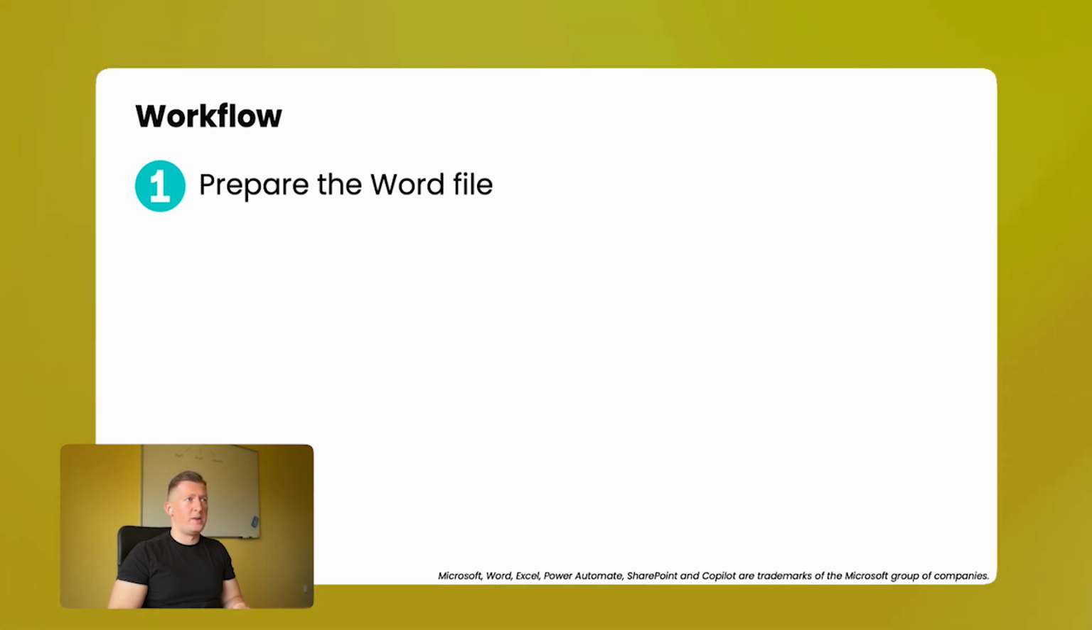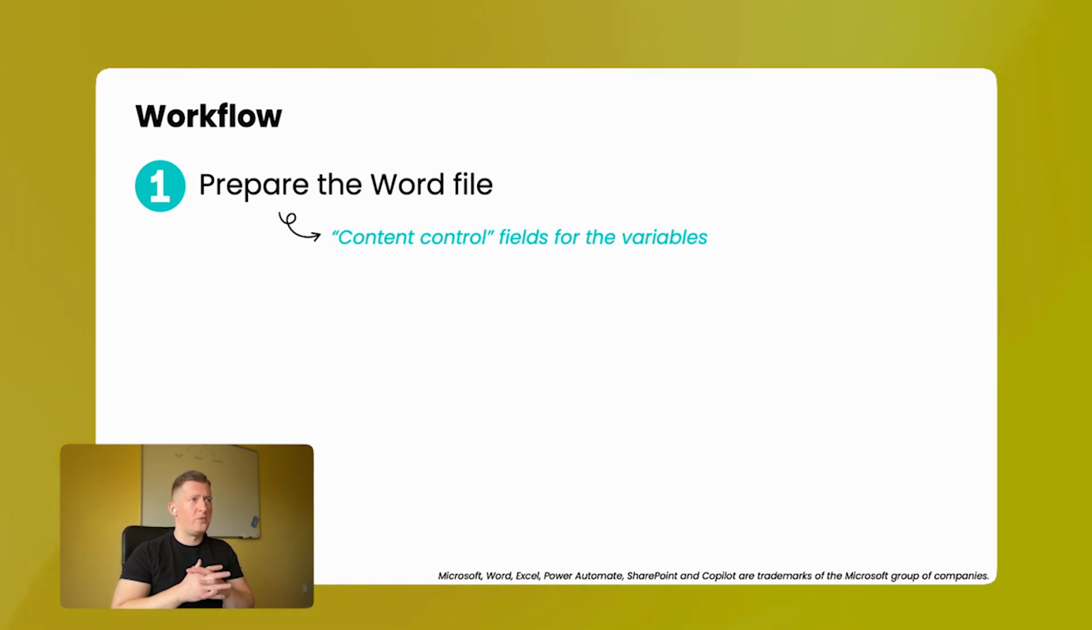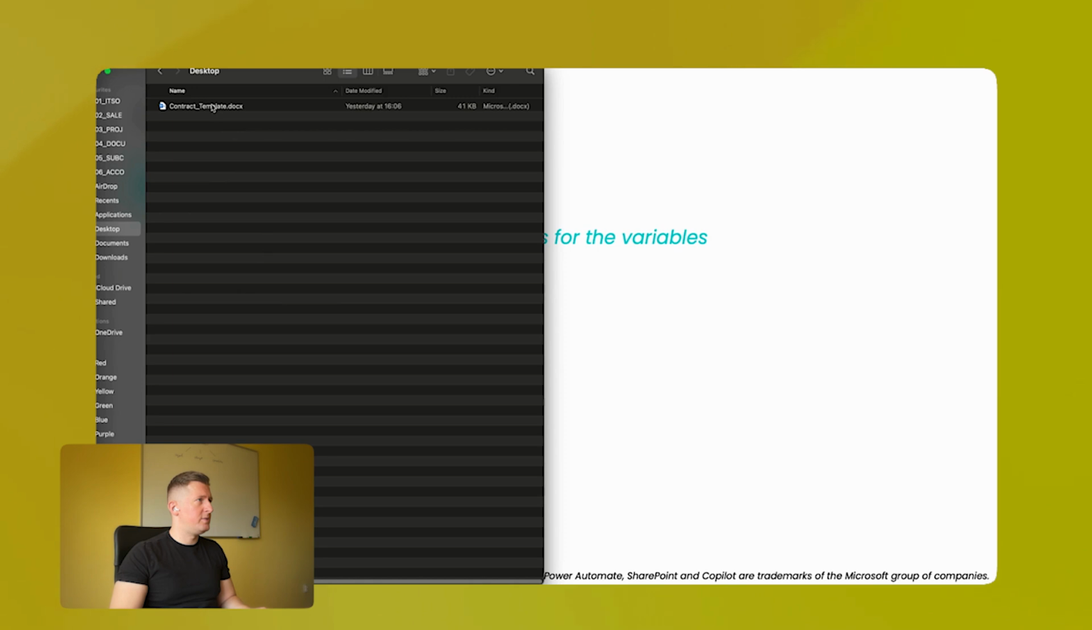The first step is to prepare the Word file. That means that we need to add and place content control fields for the variables that we want to look for, where the data should be replaced. With the usage of these variables, the final document will be created. For this, I have downloaded the contract template file to my desktop, and I'm opening it in the desktop version of Microsoft Word. Here I have my contract template file.